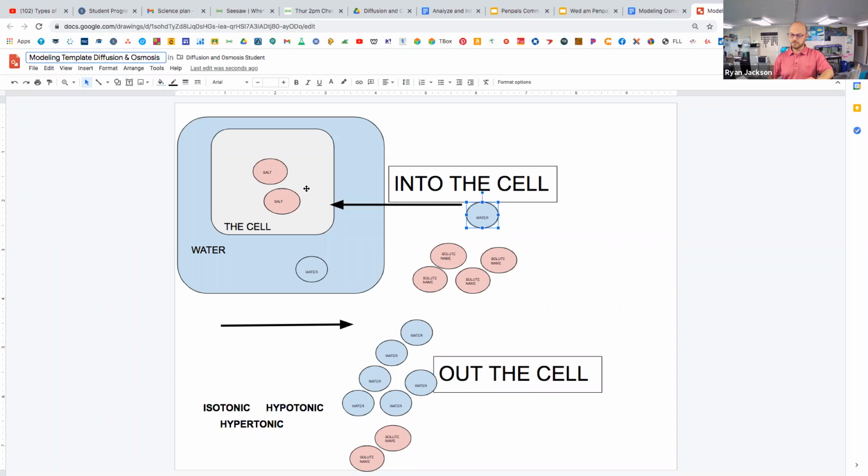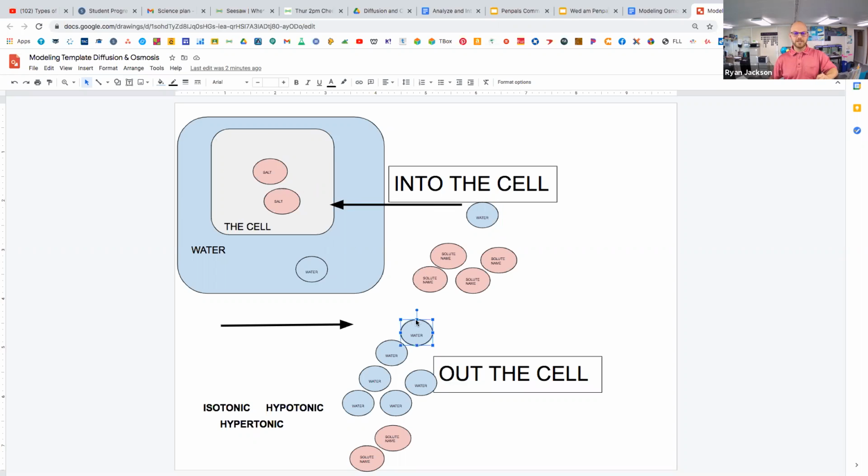And obviously I know what should happen, but you don't know if it's going to go in or if it's going to go out. You don't know yet. So let's say this is what's happening. Water's going into the cell. So what you need to do then is show me that. If water's going in, oops, you can't see it, I'm sorry. I stopped sharing. You can still see it? Oh, okay. I thought I stopped sharing.